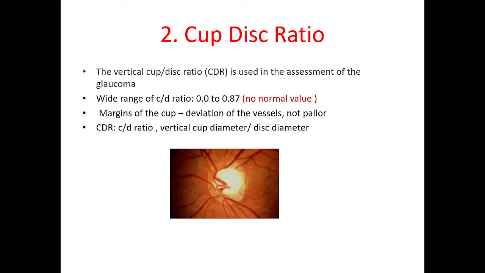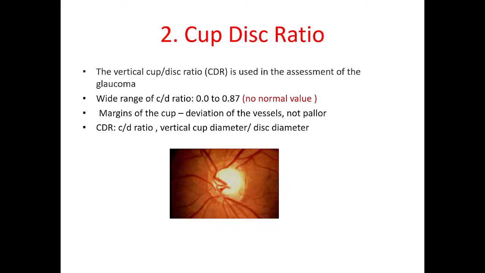So, vertical cup ratio is used to assess the glaucoma. A wide range of cup is there. I told you it can be 0, it can be 0.8 depending on the disc size. How do you find out where is the margin of the cup? Where is the size of cup? So, the deviation of the vessel, can you see this vessel is deviating from here in this picture? Okay. Here also there is a small deflection of the vessel, because the vessels are coming from here and then going out to the retina.